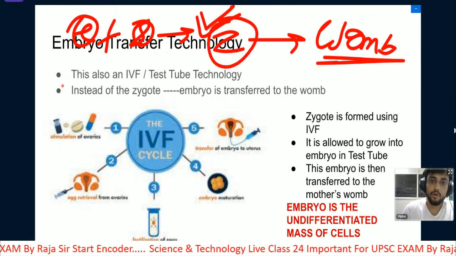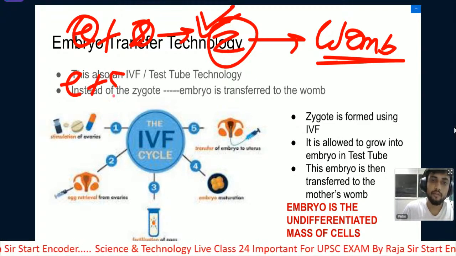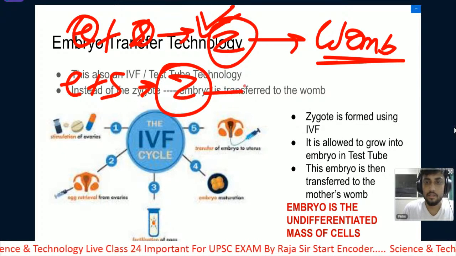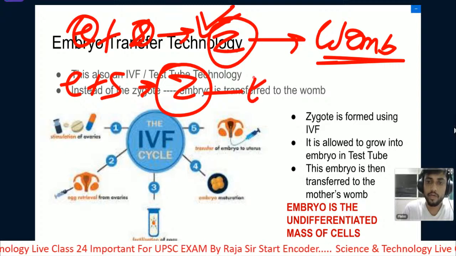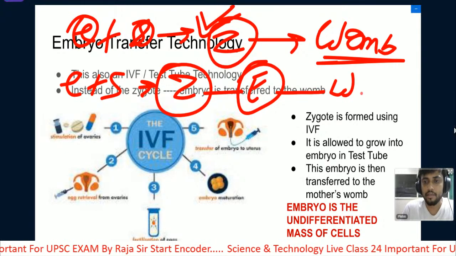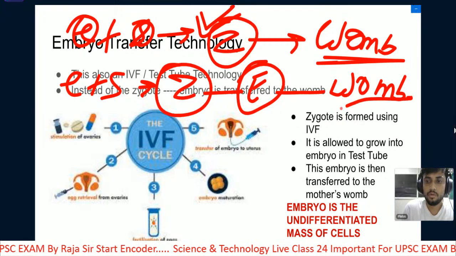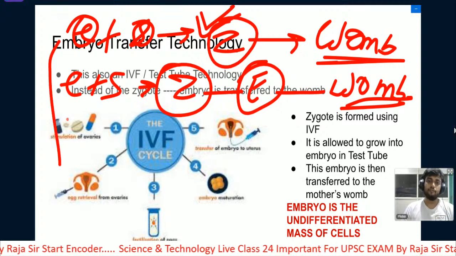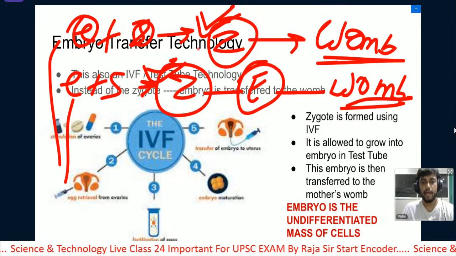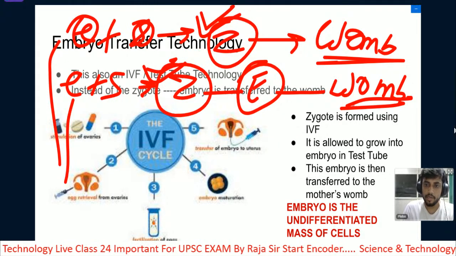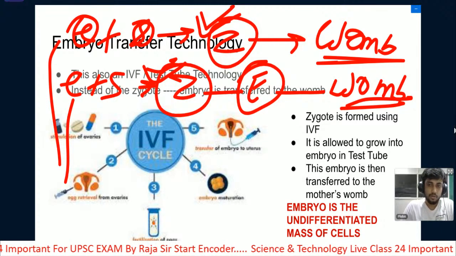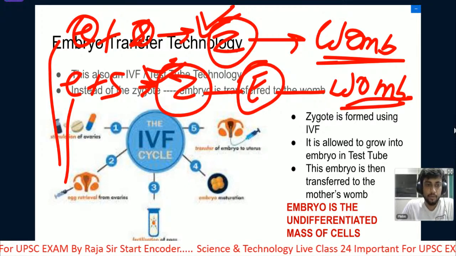And in case of embryo transfer, what we are doing is, we have the egg, we have the sperm, and then the zygote is formed inside the test tube. Then this zygote converts into the embryo, and this embryo will be implanted inside the womb. So both of these are IVF because the fertilization is achieved inside the test tube. In embryo transfer technology, we are implanting the embryo inside the womb. This is the difference. दोनों ही IVF के example हैं.